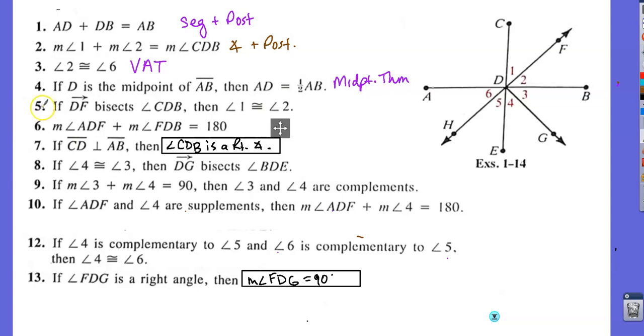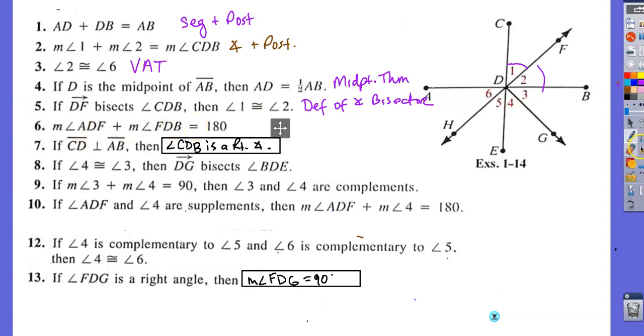All right, number 5. Number 5 says ray DF bisects angle CBD. So this ray bisects that angle. So we know we're dealing with angle bisectors. Then that means 1 and 2 are congruent, they're saying. We know it's an angle bisector, is it the definition or the theorem? Well, because I'm saying the two parts are equal, it should be definition of angle bisector.